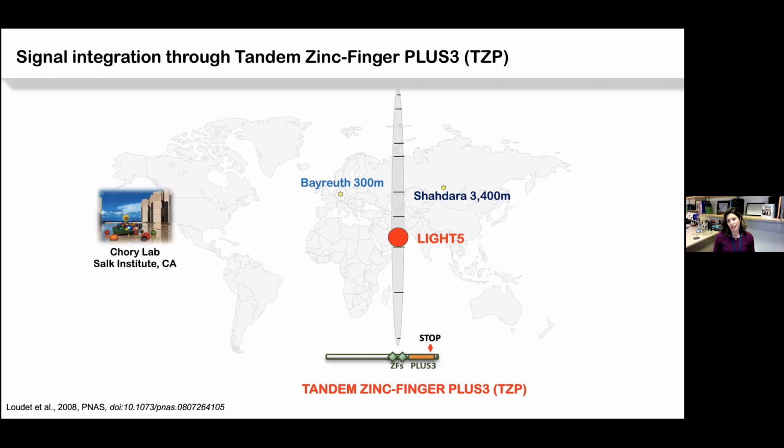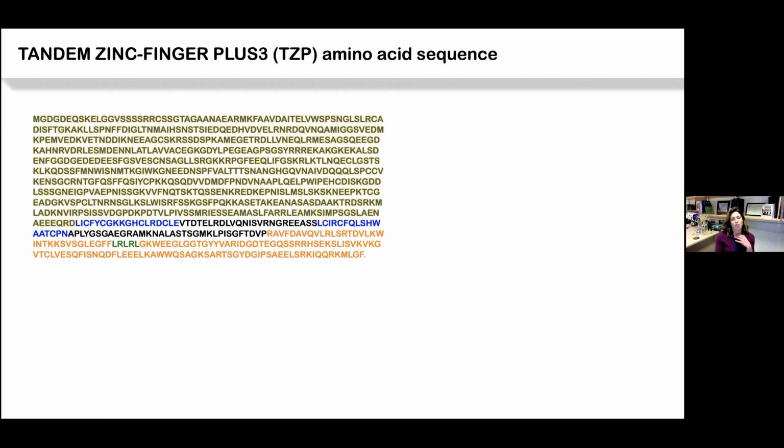And from that screen, he identified a gene called tandem zinc finger plus 3, because in the Bay Arabidopsis ecotype, there was a premature stop codon that basically led to a shorter hypocotyl phenotype in response to particular conditions. So this became the focus of my project when I was a postdoc at the Corey lab and now in my own lab. So just an introduction on this protein.